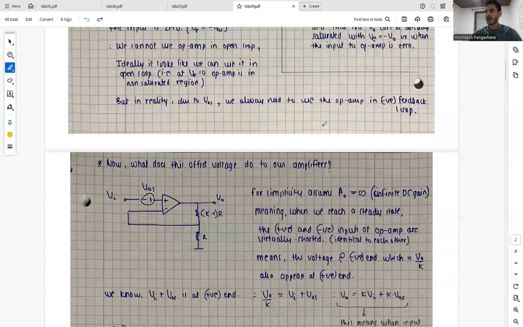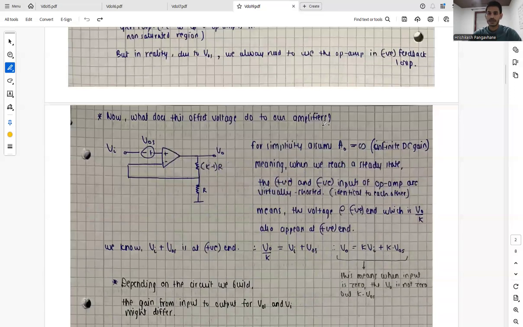And now, what does this offset voltage do to our amplifiers? So let's take a non-inverting amplifier with a feedback gain K, and we have our VOS in series with the input. So for simplicity, assume that the DC gain is infinity, meaning when we reach a steady state, the positive and the negative inputs of the op-amp are virtually shorted and identical to each other. So this means that the voltage at the negative end, which is V0 by K, also appears at the positive end.